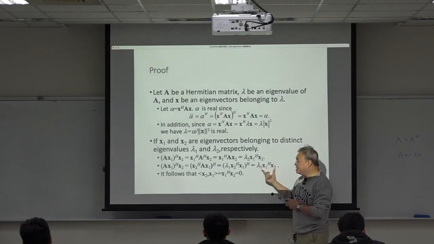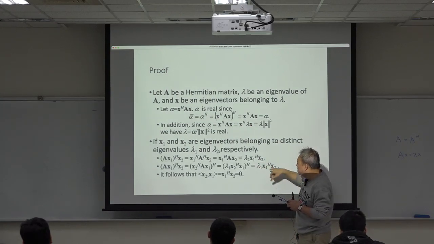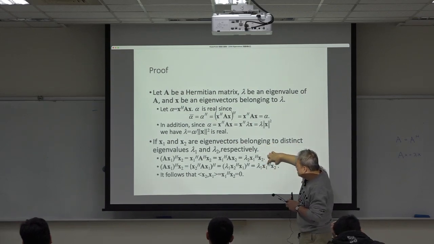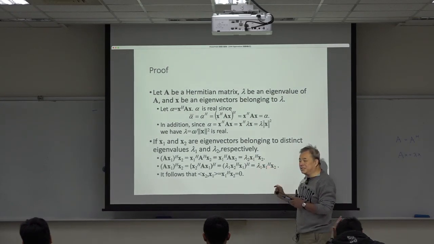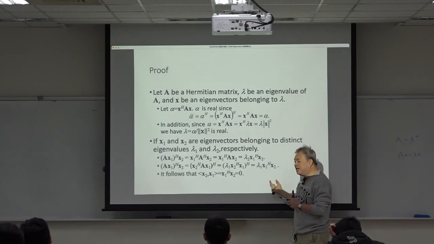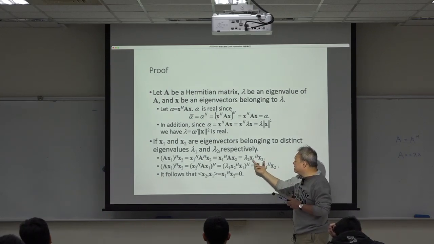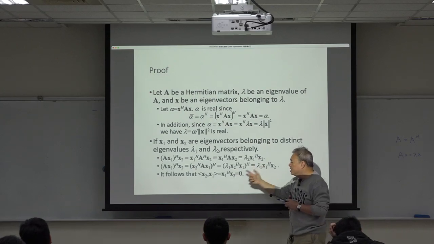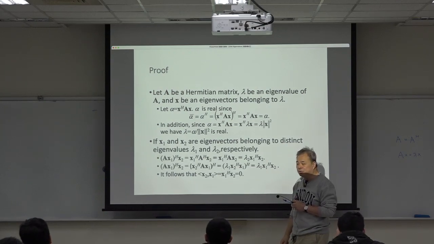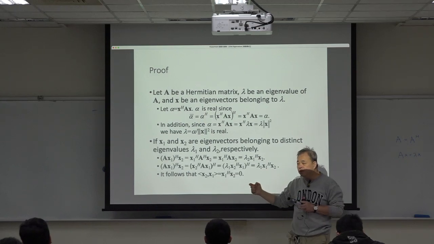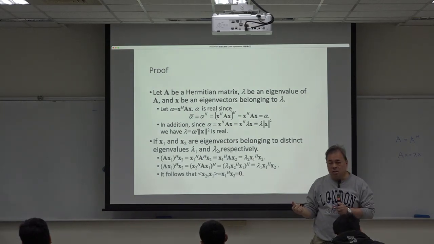So what does that mean? Lambda 1 and lambda 2 are of different values, but we have the same quantity multiplied by two different factors. So the only case that makes sense is if the inner product of x1 and x2, x1^H x2, is 0. In other words, they are orthogonal.